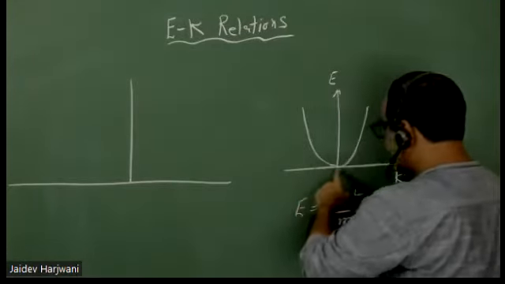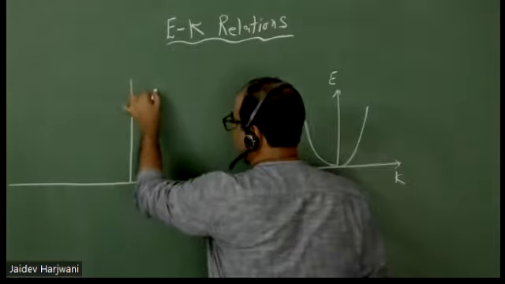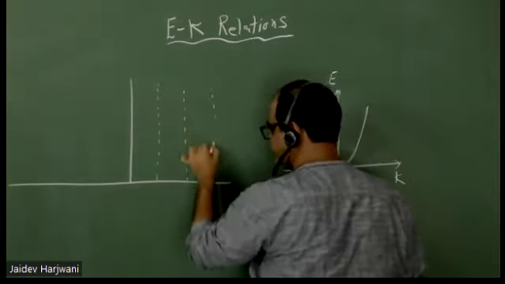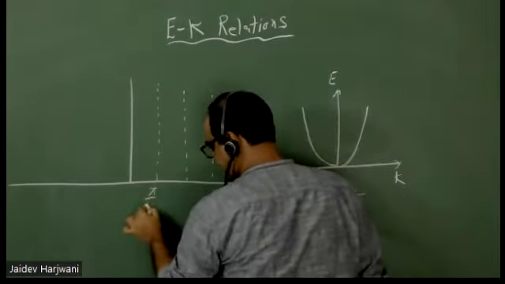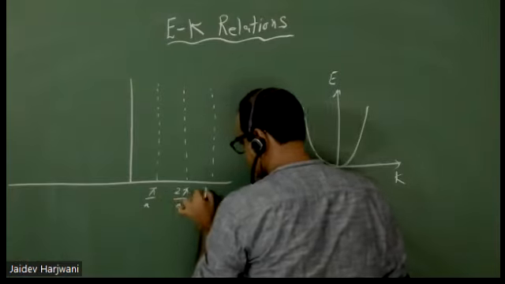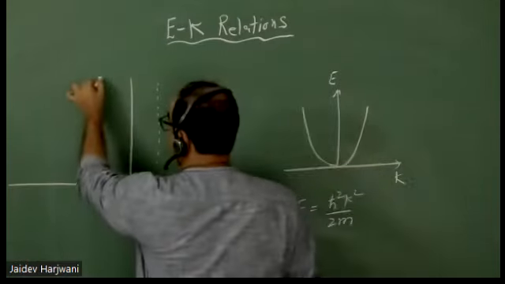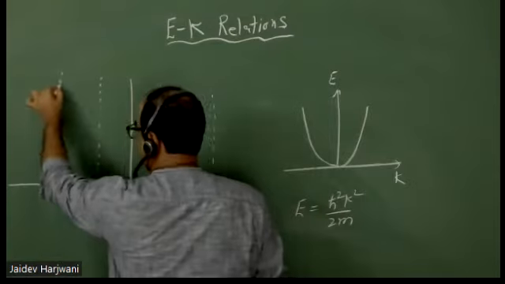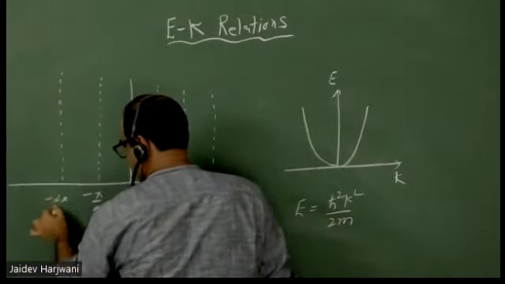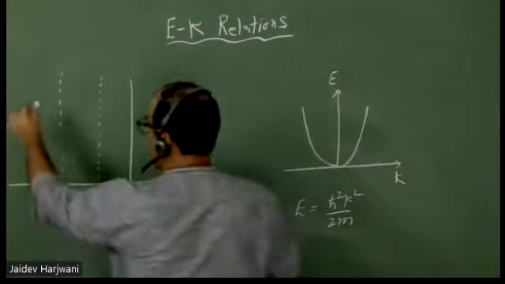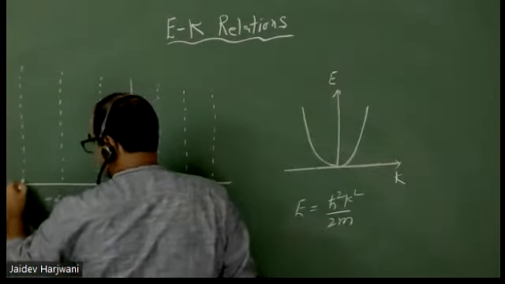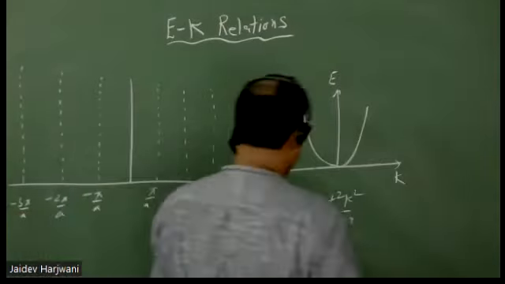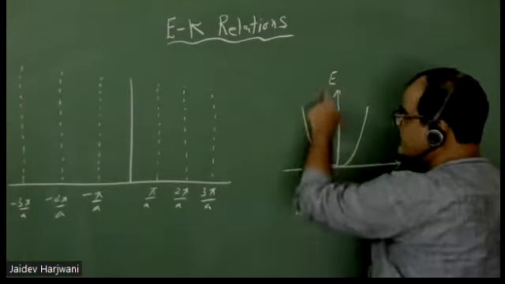So first thing, we don't have continuous k values. We have k values, we all know this: pi by a, 2 pi by a, 3 pi by a, minus pi by a, minus 2 pi by a, minus 3 pi by a. Now here our curve starts from 0, E equal to 0.